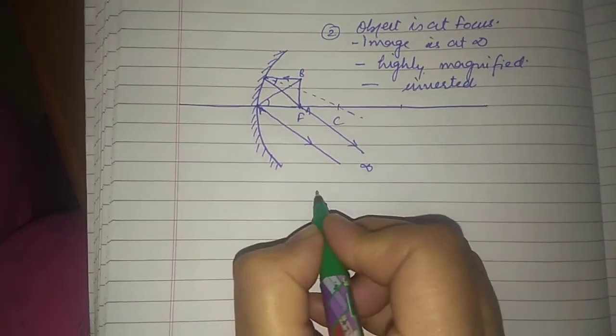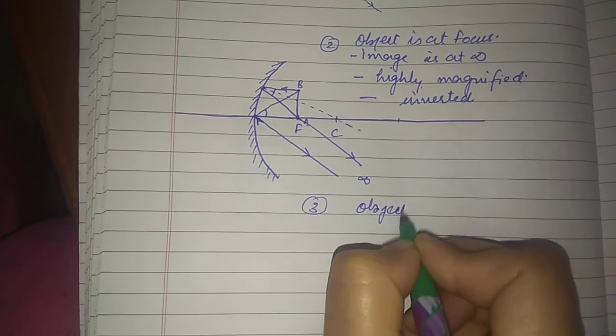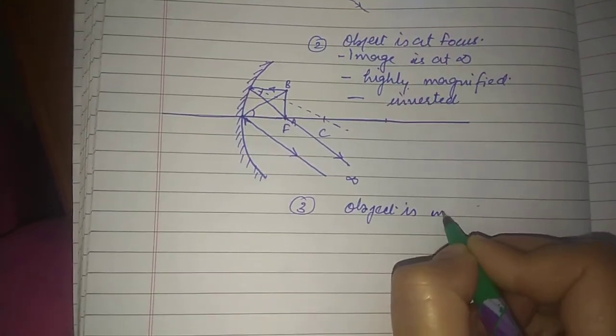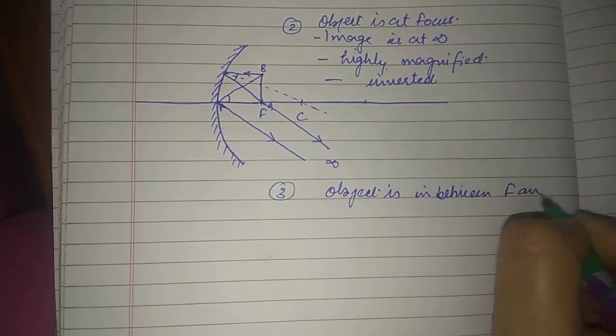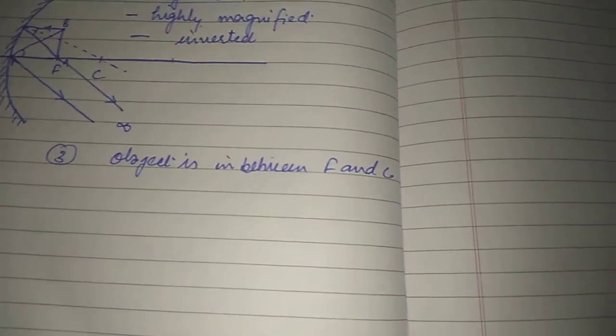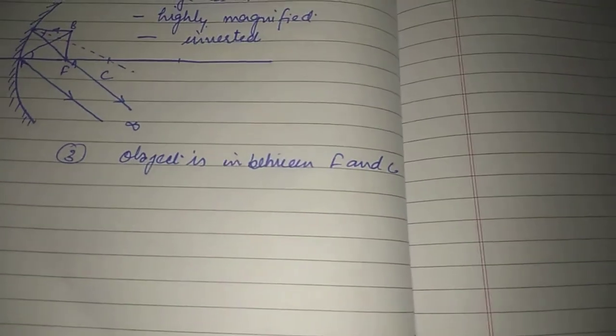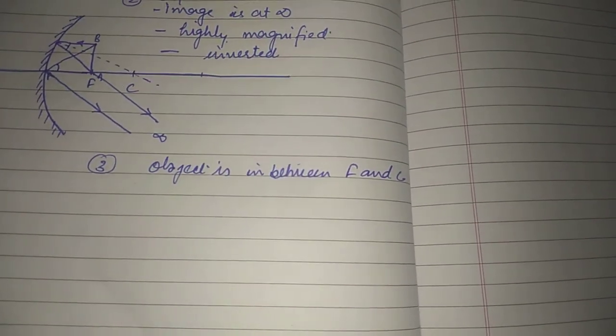Now, we will discuss the third case, when the object is in between focus and center of curvature. Center of curvature is also known as 2F because this is 2 times the focal length. So when the object is between focus and center of curvature, let me draw the image.